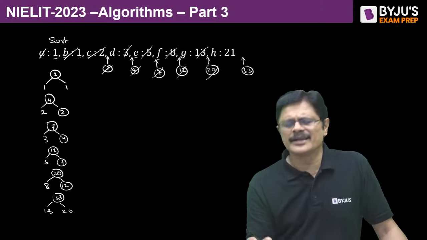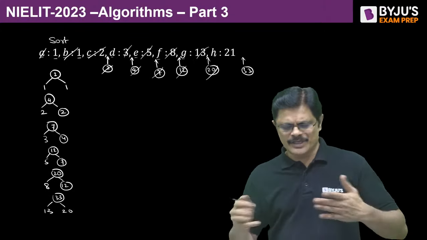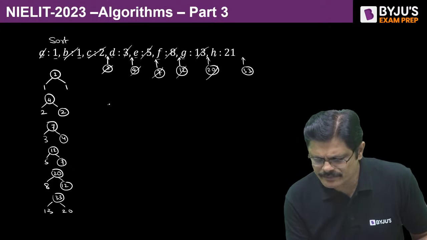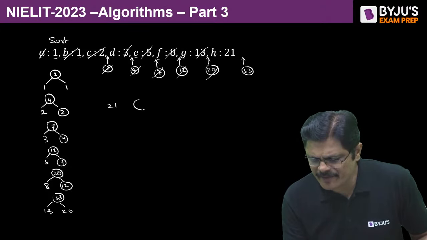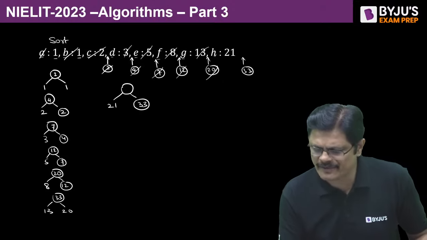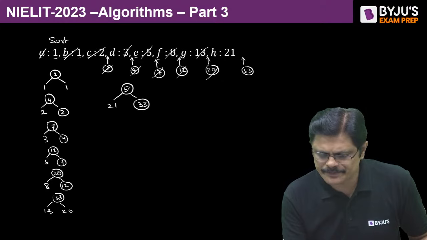And obviously, these are the last two frequencies, you merge them. So 21 is the left part and the right part is the created node, that is 33. When you merge them, the root node frequency will be 54.